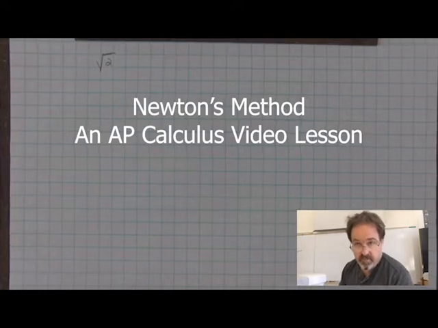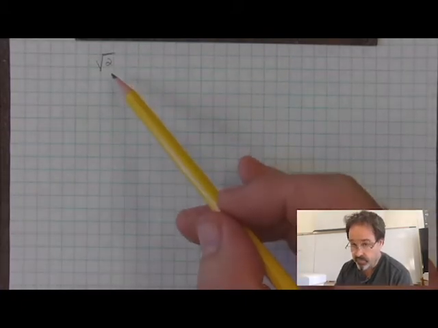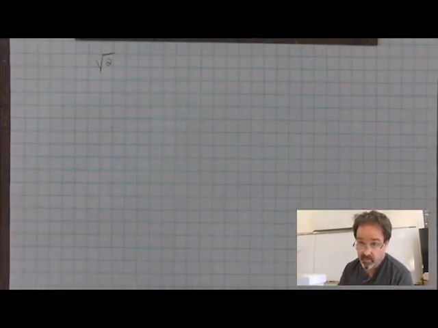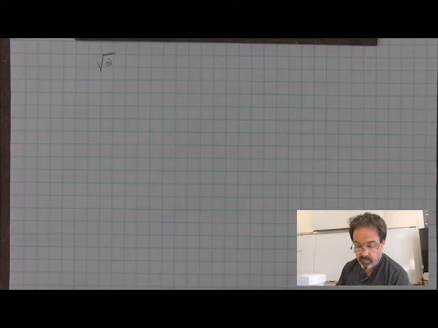VLSos here. This is a video lesson on Newton's method. Have you ever wondered what the square root of 2 is? If you needed to approximate the square root of 2, you'd have to go to a calculator. The square root of 2 can't be written down exactly because it's irrational. Its decimal goes on and on forever without repeating.